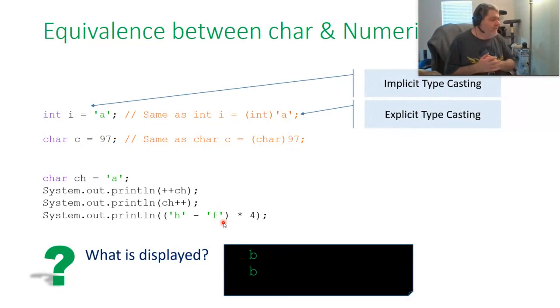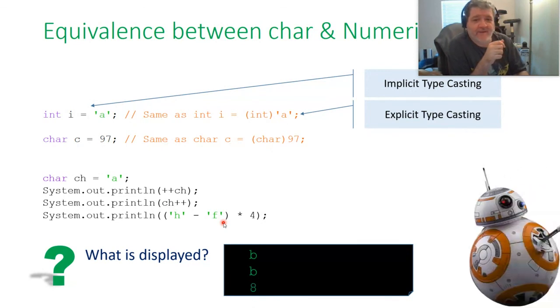Question from Andrew, it's a question of whether we can do b times 4 as an operation. In that case, it's not going to be b because h minus f gives you a number. It gives you the number 2. The difference between 2 characters is a distance between the two in terms of indexes. And then you multiply that by 4 and you get 8. Yeah, so it's 8. There we go.